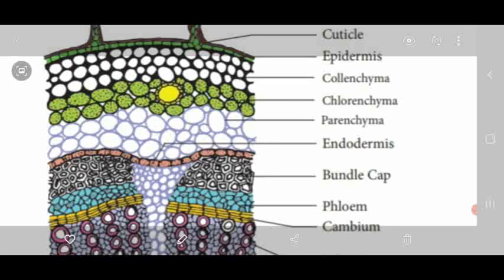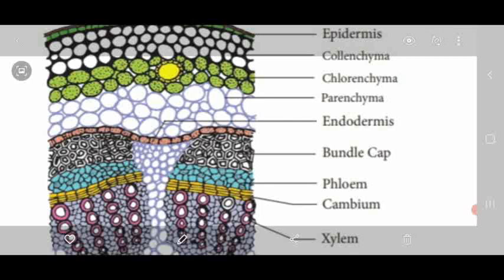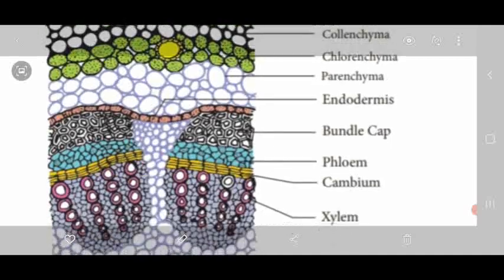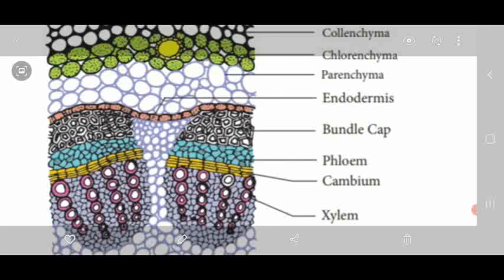Then the innermost layer of the cortex is called the endodermis, which is a single layer of barrel shaped parenchyma cells, but it contains a large amount of starch grains. So this is named the bundle sheath. Then inner to the bundle sheath, the region is called the stele, which contains pericycle, vascular bundle and pith.